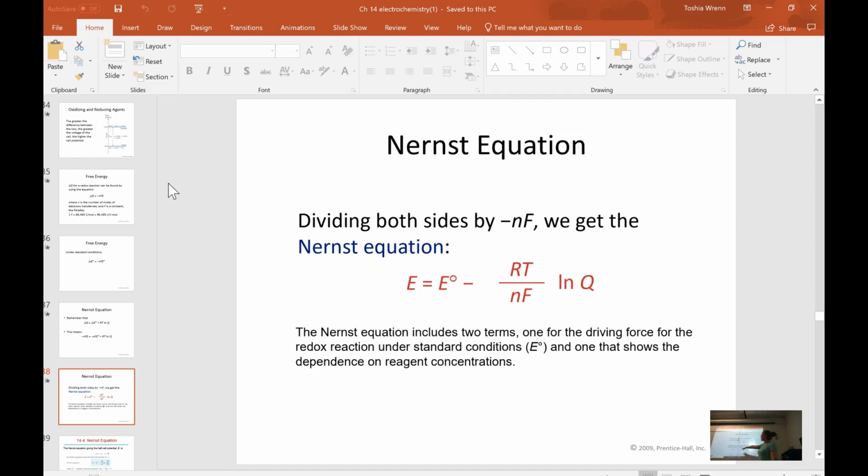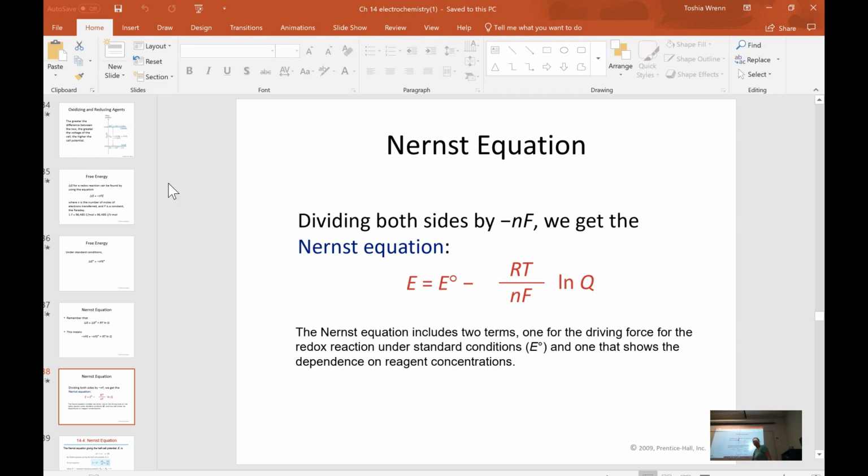So for a galvanic cell where this is positive, if we have a positive cell potential for the conditions we're in, if we increase the product, that means we're increasing Q, which means we're making this term smaller. If this term gets smaller, that's going to become more positive, yeah? Because we're taking away less of it. If we increase the reactant, though, we're making Q small, which makes this term big. If we're subtracting more of the positive, that means it's going to be less positive, yeah?